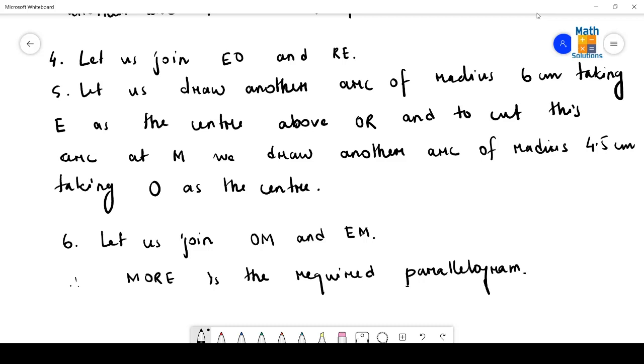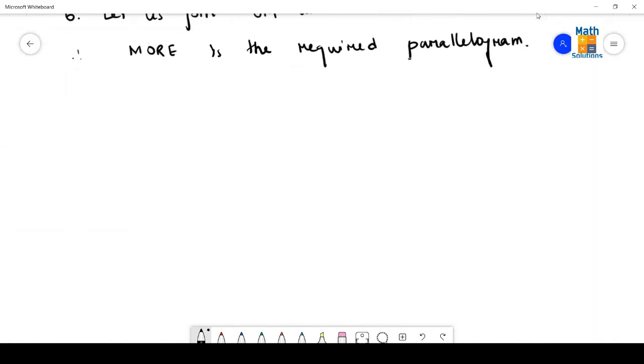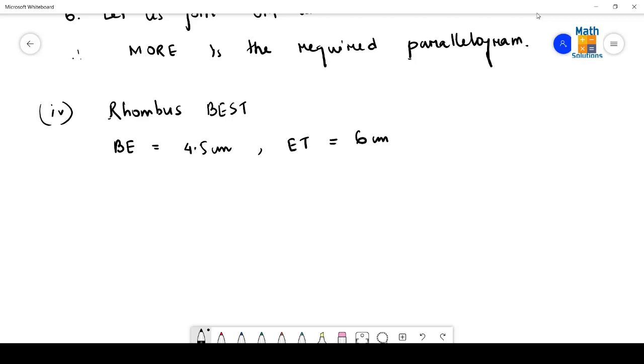So with this, construction of the third quadrilateral of this exercise gets over. Then let us come to the next question. The next construction question is what? We have to construct a rhombus BEST, where BE is equal to 4.5 cm, then after we get ET is equal to 6 cm.